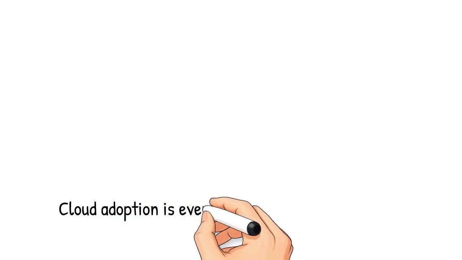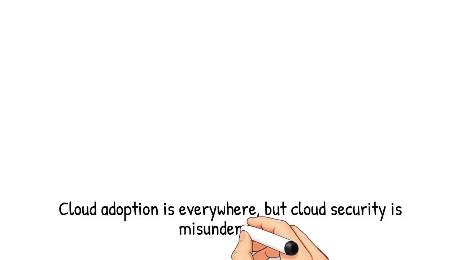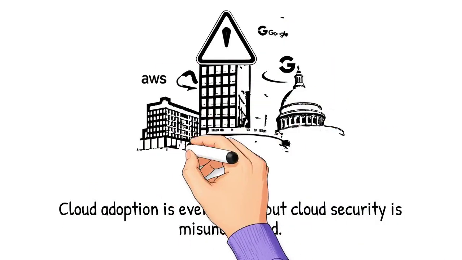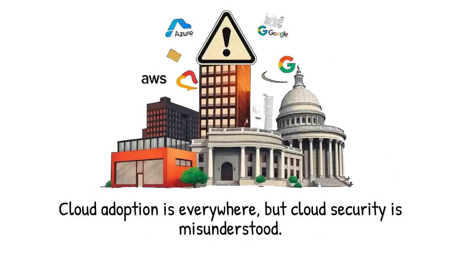Cloud adoption is exploding. Every company, from startups to governments, is moving to AWS, Azure, and Google Cloud. But with this shift comes a dangerous misunderstanding. Most people think the cloud provider protects everything. They don't. And this misunderstanding has caused some of the biggest breaches.